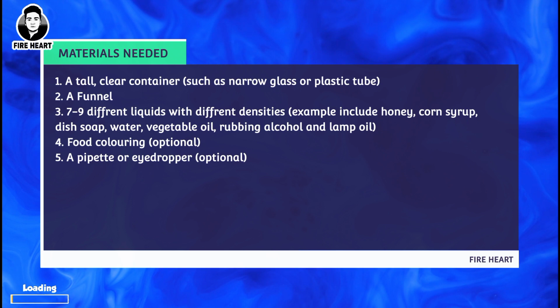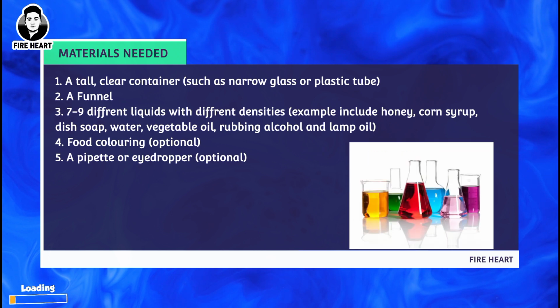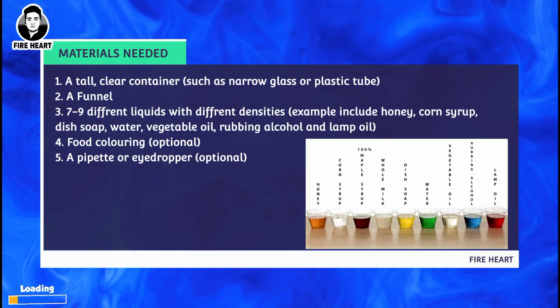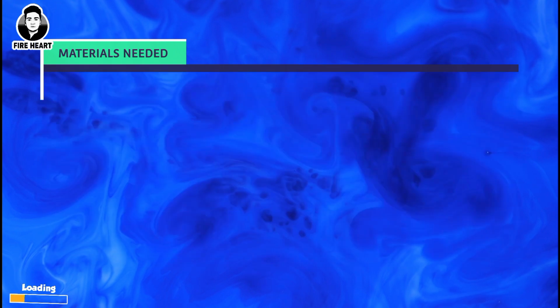Materials you will need: a tall clear container such as a narrow glass or plastic tube, a funnel, 9 different liquids with different densities. Examples include honey, corn syrup, dish soap, water, vegetable oil, rubbing alcohol and lamp oil. Food coloring, a pipette or eyedropper.